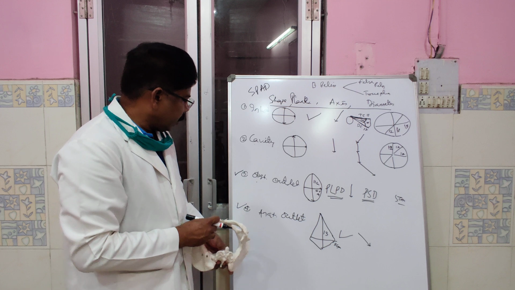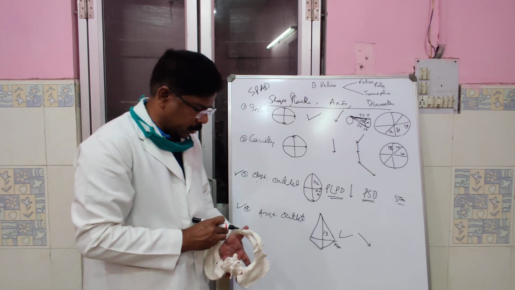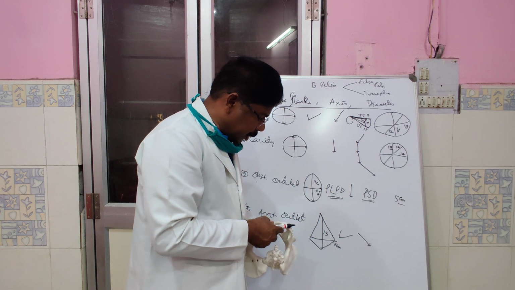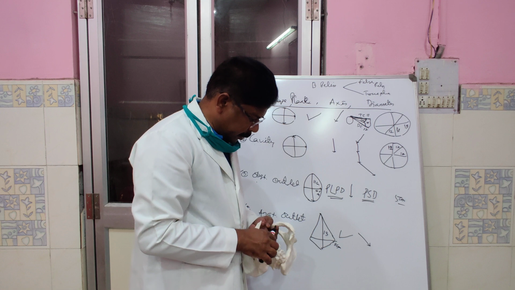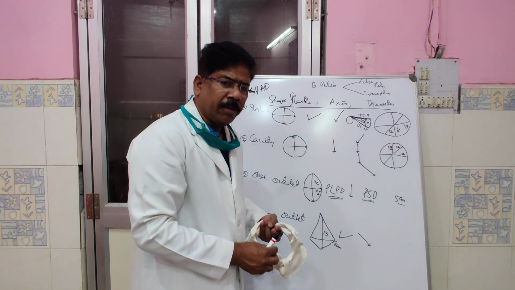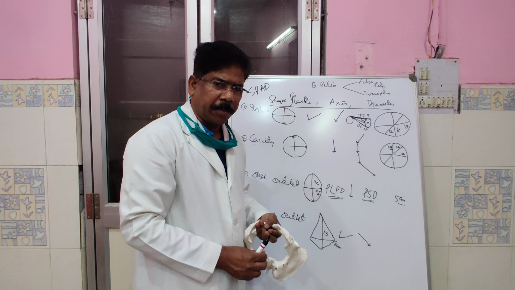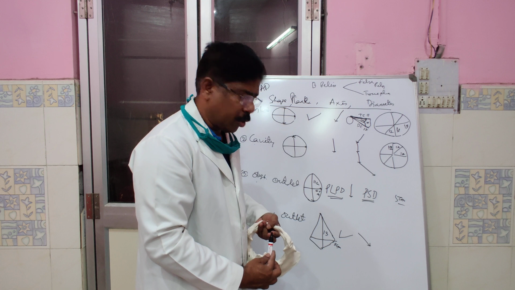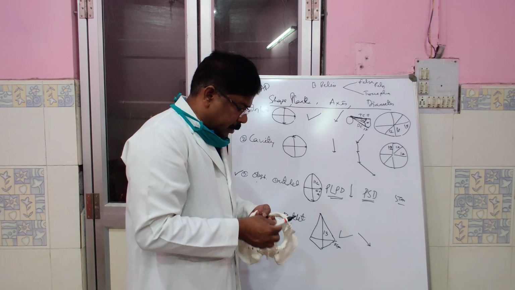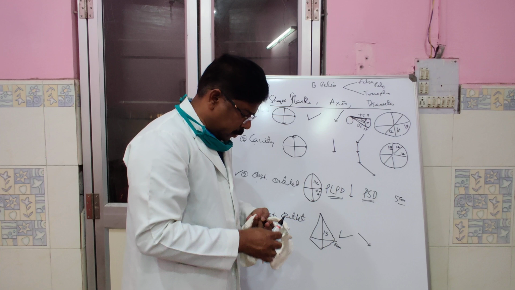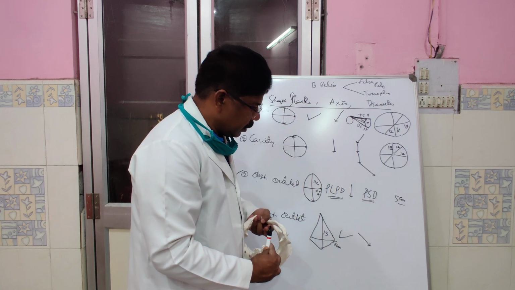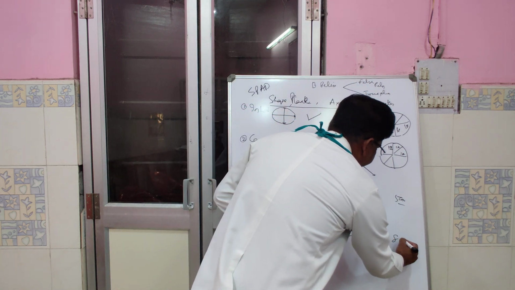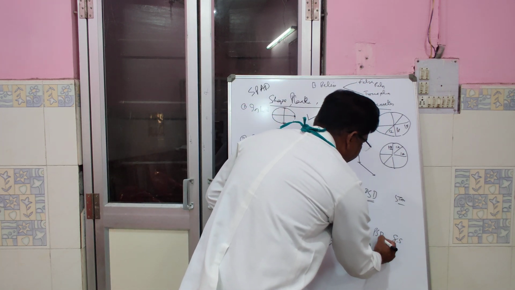Similarly, to find the posterior sagittal diameter of the anatomical outlet, you go to the transverse diameter, that is the intertuberous diameter. From the midpoint of the intertuberous diameter, you go to the sacrococcygeal joint, not the tip of the coccyx. You go to the sacrococcygeal joint, and you get the posterior sagittal diameter of the anatomical outlet. So from the midpoint of the intertuberous diameter to the sacrococcygeal joint, it is around 8.5 centimeter. This is 5 centimeter and this is 8.5 centimeter, the posterior sagittal diameter of the anatomical outlet.